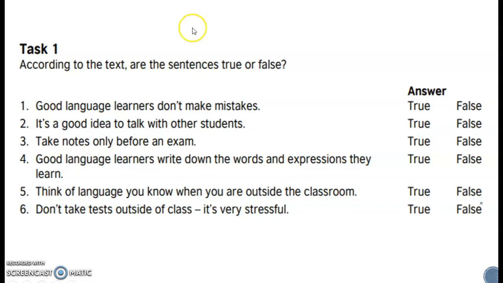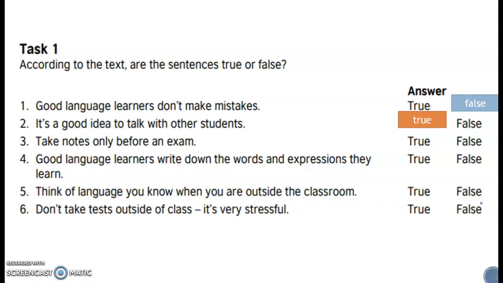The first one, good language learners don't make mistakes. What do you think about it? Of course, it is false. It is part of learning. So all of us make mistakes when we are learning. Number two, it's a good idea to talk with other students. Of course it is. So it is true.